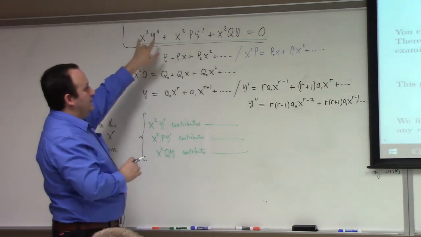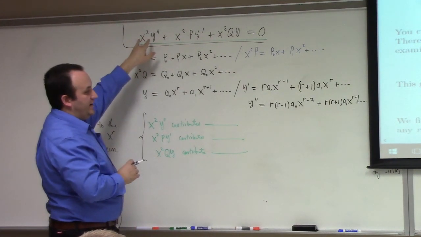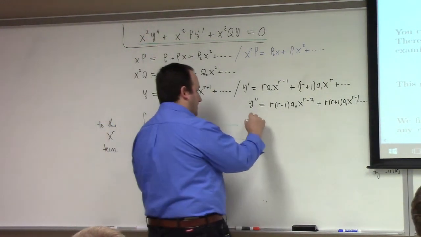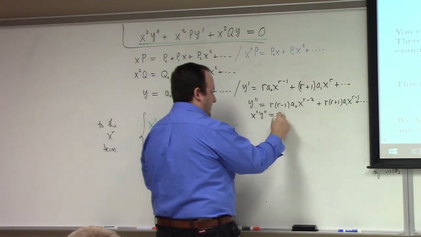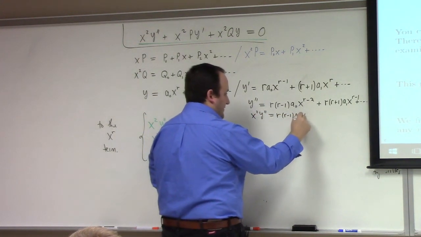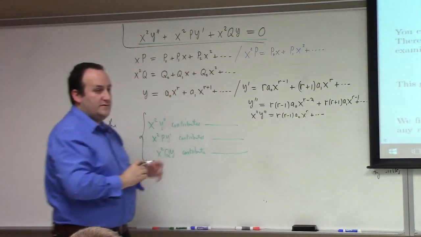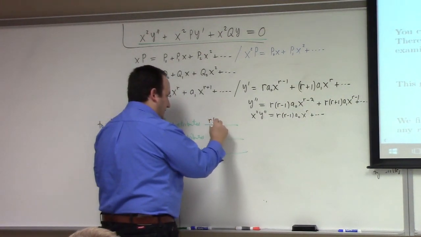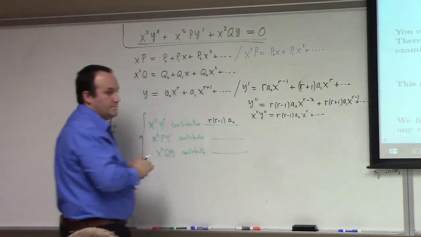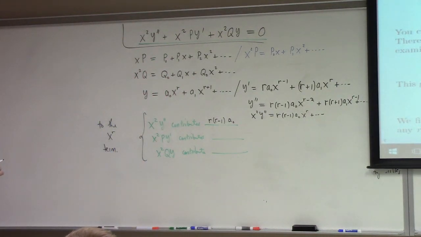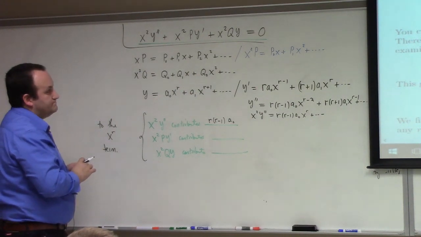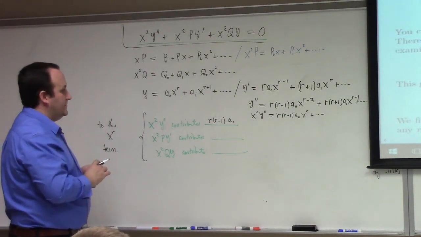You notice x squared times y prime prime, what happens? So we have r times r minus 1 a sub naught x to the r plus higher order stuff. So that's the lowest order term in the x squared y prime prime. So it contributes r times r minus 1 a sub naught. How about the x squared p term? Well, it's x squared p y prime, actually, right? What's y prime have in it? It's right here, right?